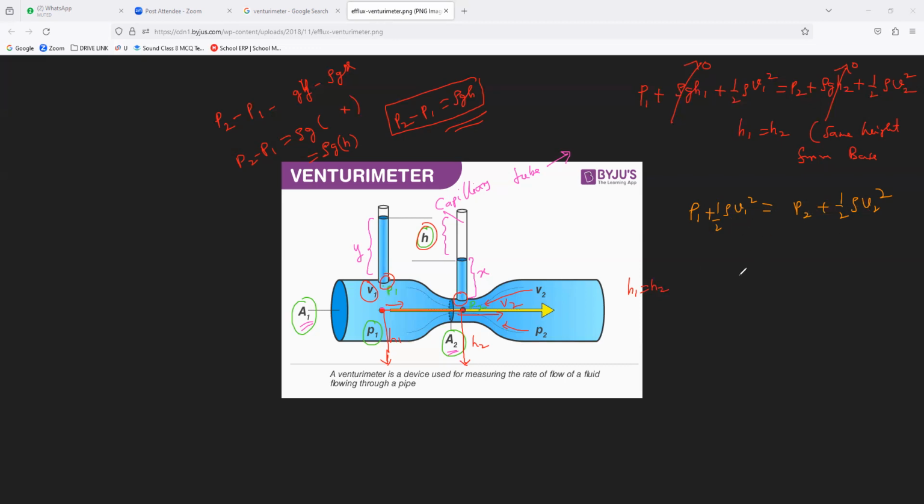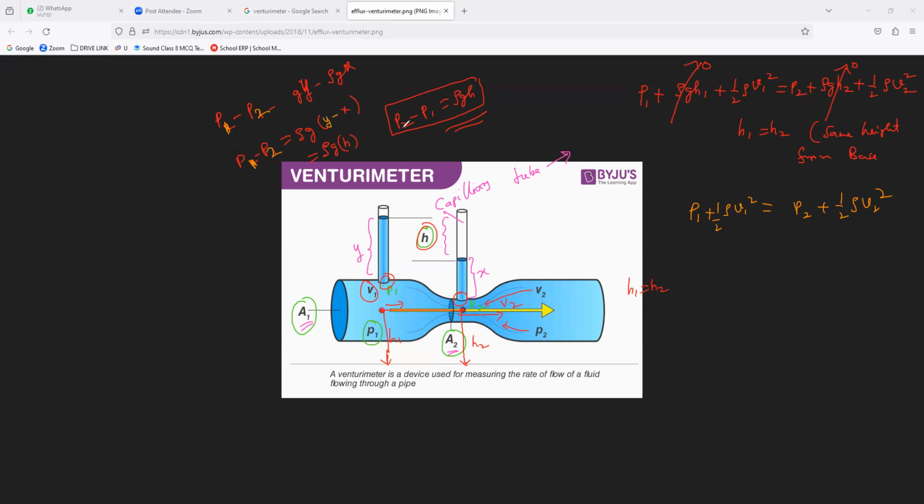P1 minus P2. So let me write here also. I have made a mistake. Pressure here is high and here is low. So here P1 is high, P2 is low. So P1 minus P2, P1 minus P2. Please write it. Okay, now understand everybody.